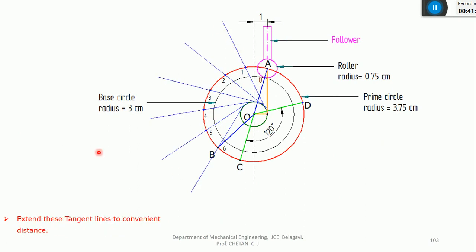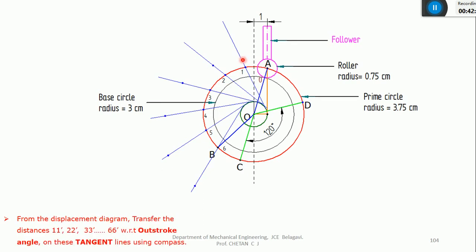Again, go to the displacement diagram. Just take the reference as 1, 2, 3, 4, 5, 6. Copy the displacement distances with respect to the outstroke. Just draw the arcs. 1 to 1 dash, 2 to 2 dash, 3 to 3 dash, 4 to 4 dash, 5 to 5 dash, and 6 to 6 dash. I'll get these distances on these tangent lines from the displacement diagram.